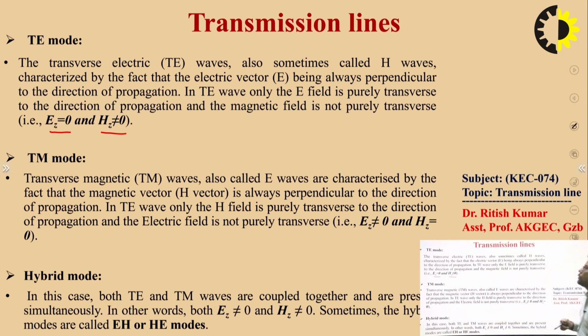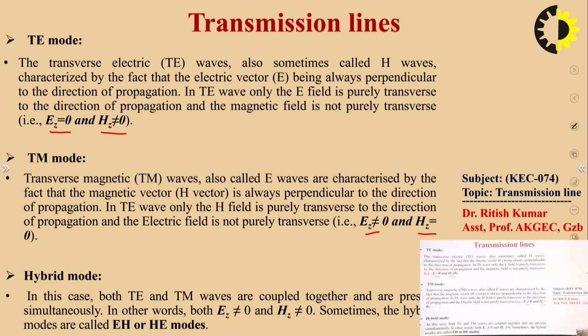That is the condition of transverse electric magnetic mode. While if I say the transverse magnetic mode, it has the complementary nature of the TEM mode. Whatever we have in the TE mode, we can just complement it. So if the wave propagation is in the z direction, the electric field Ez should not be equal to 0, while Hz should be equal to 0. You can see this is the complementary nature of the TE mode.